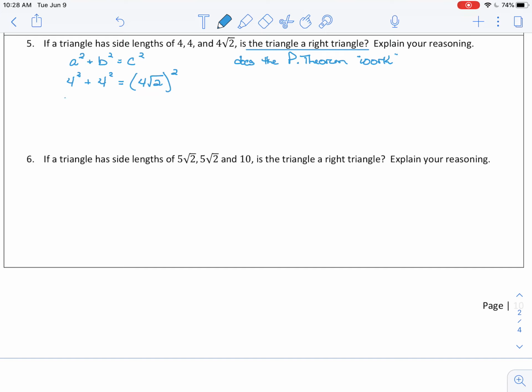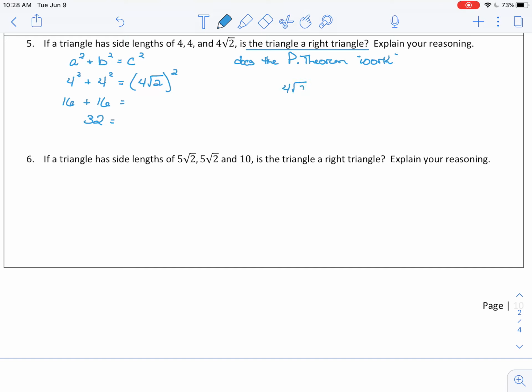So I'm going to start by squaring these numbers. So 4 times 4 is 16. And 16 plus 16 is 32. So the left-hand side turned out to be 32. If the right-hand side is 32, it's a right triangle because the Pythagorean theorem works. If the right-hand side is not 32, the Pythagorean theorem doesn't work and it's not a right triangle.